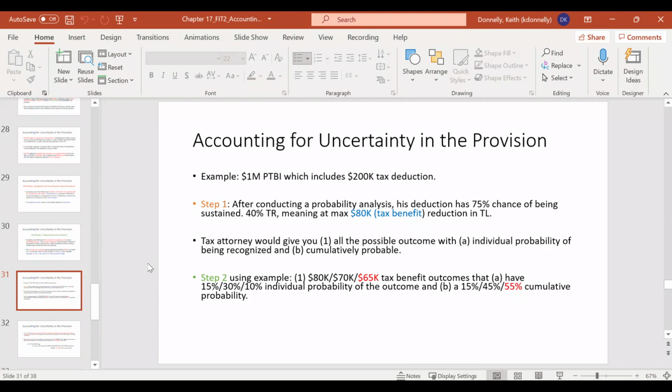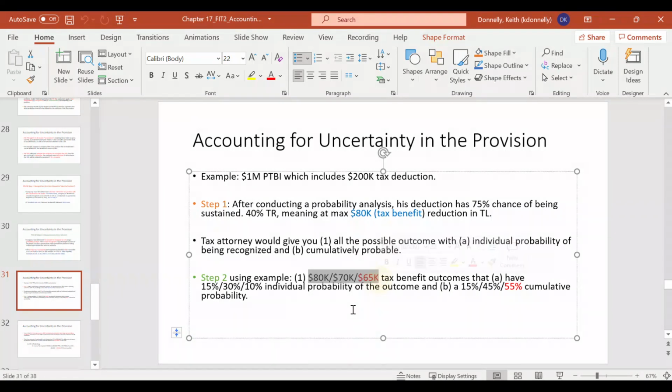So here's the idea with it, right? The tax attorney or the actuaries, they would give you all of the possible outcomes from this position. And they would show you both the individual probability and the cumulative probability. So basically they would give you something like this, right? Here are the different outcomes we see from this. You could get 80K, you could get 70K, or you could get 65K. For each of them respectively, you have an individual probability of the outcome. So for 80K, there's a 15% individual probability, for 70K, there's a 30% individual probability.